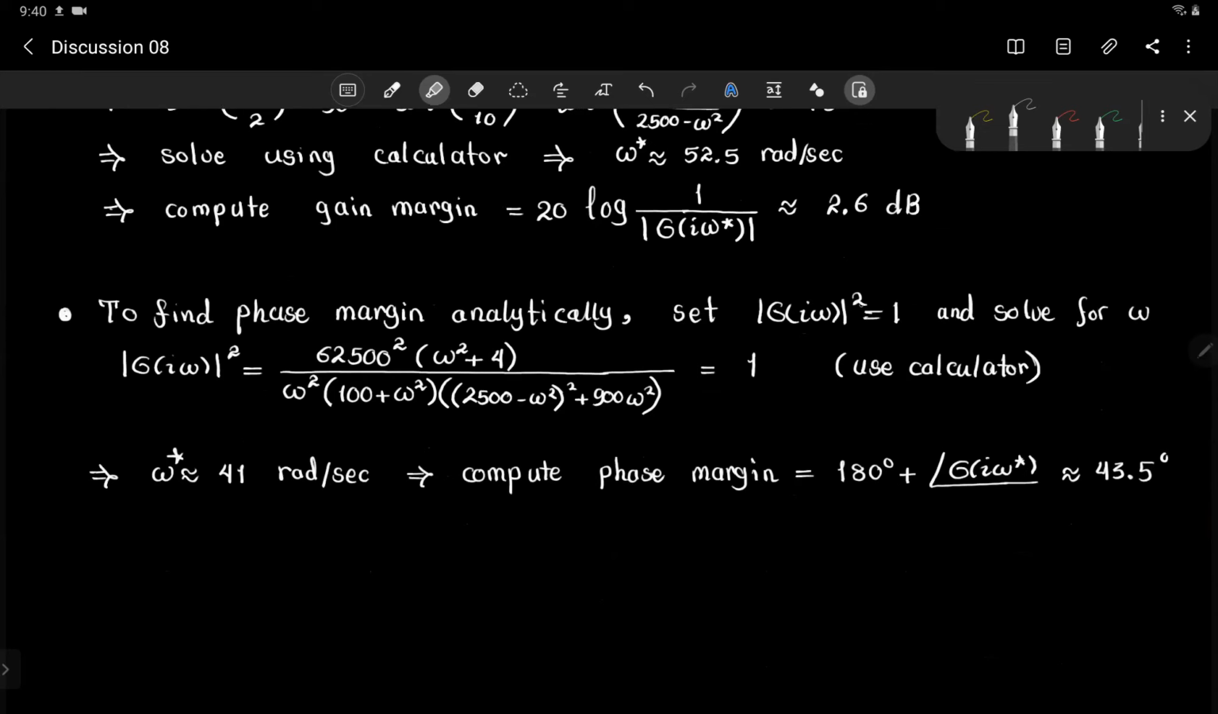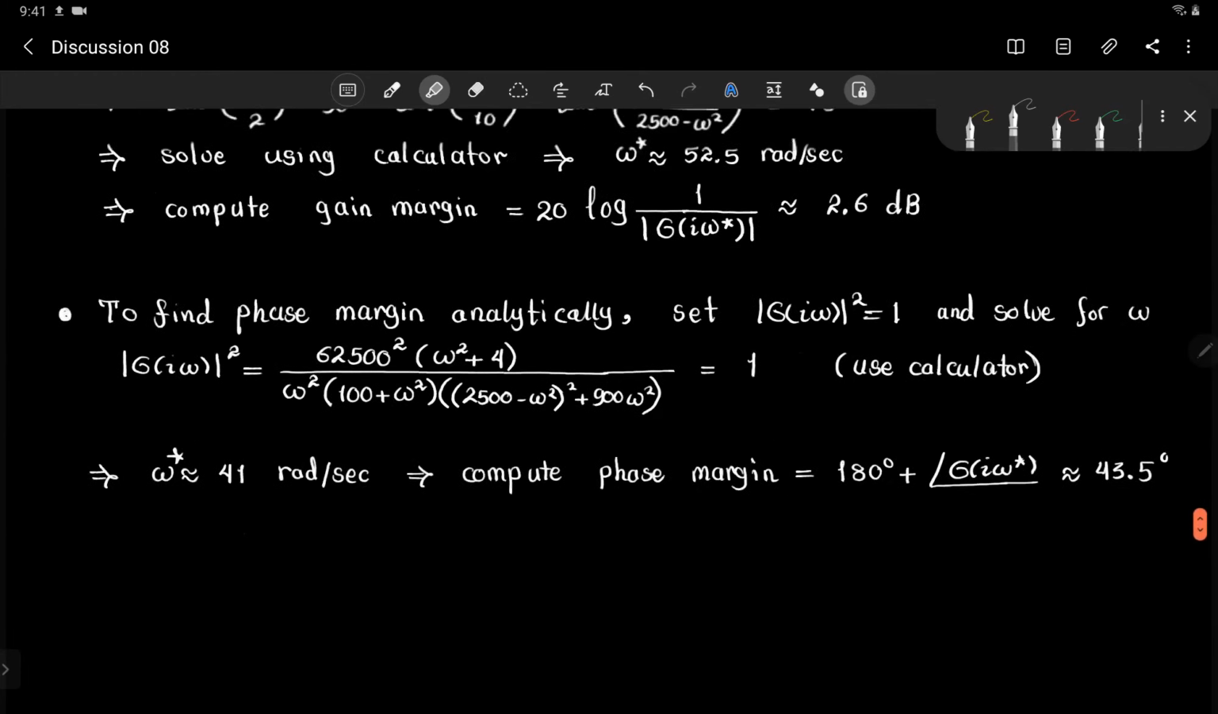We set the gain equal to 1, which means that the square of the gain is equal to 1 again, right? So we just compute the gain in terms of omega. This will give us this equation. Again, we can solve for this using a calculator, and this will give us a frequency of approximately 41 radians per second. If we want to compute the phase margin, we compute 180 degrees plus the phase at that particular frequency, which is something like negative 135. So it turns out that the phase margin is approximately 43.5 degrees.